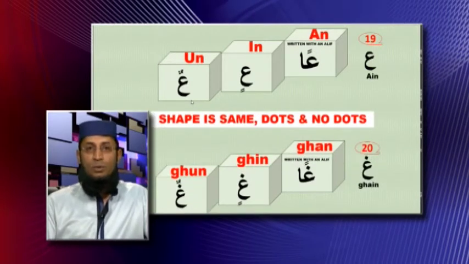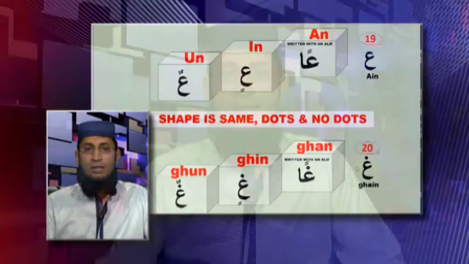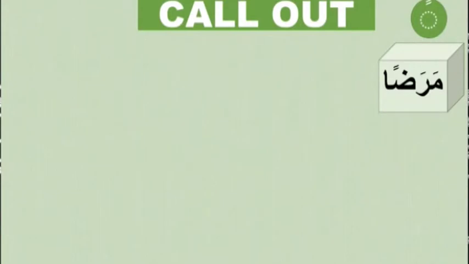Letter number 20, which is the last letter for today, is the letter ghain. When we put fathatain on it, it becomes ghan, ghin, and ghun. So these are the 10 letters we focus on in today's lesson. Now let us take the same 10 letters we just went through and take a few examples and see how we are going to call them out.